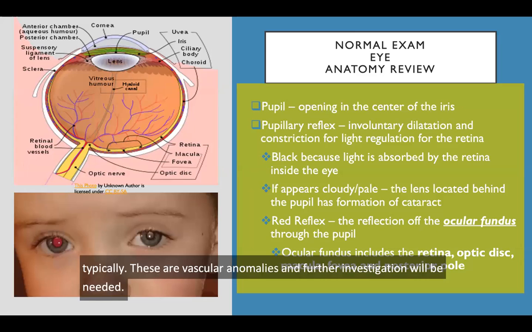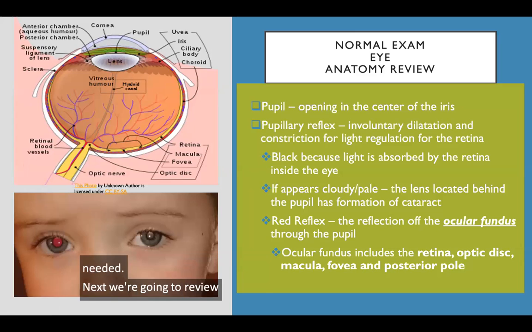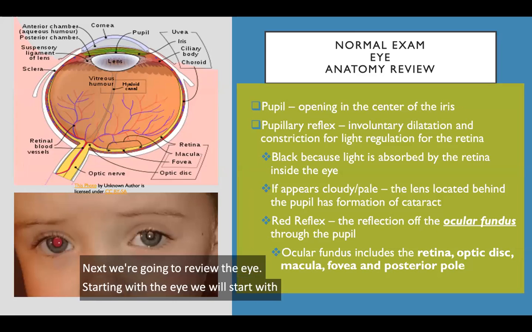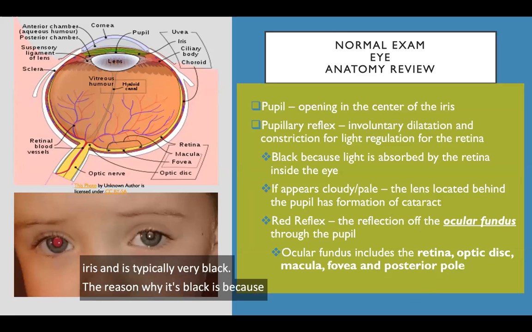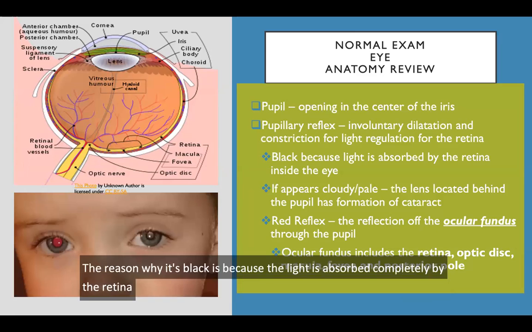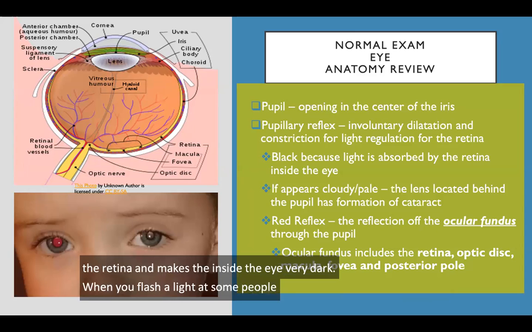Next, we're going to review the eye. Starting with the eye, we will start with the pupil. It's in the center of the iris and it's typically very black. The reason why it's black is because the light is absorbed completely by the retina and makes the inside of the eye very dark.